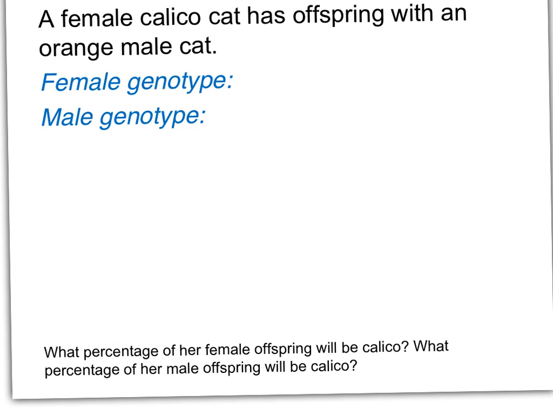Let's try another one. All right, in this problem, we have a female calico cat. She has offspring with an orange male cat. So the female, we said she's calico, and so she's going to have two X's because she's a girl. She's going to have an orange allele on one of her X's, and on her other X, she's going to have a black allele. That makes her calico.